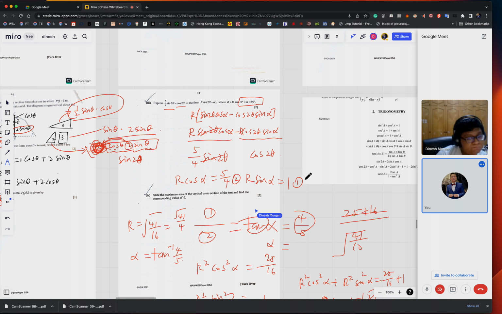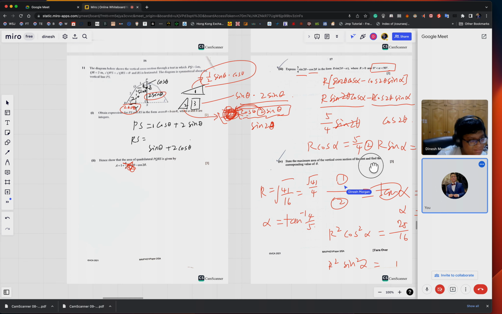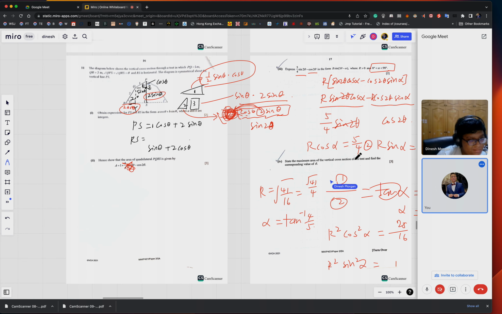Okay, done. And let's take the maximum value of the vertical cross section of the tent and find the corresponding variable. So they want to find the maximum value of the vertical cross section of the tent. That means they want to find the area. Area means the PQRS area, right? No, it should be PQRS times 2. The maximum area of the vertical cross section of the tent. Why times 2? Oh, PQRS is only half of the thing. Okay, so just get this out first.